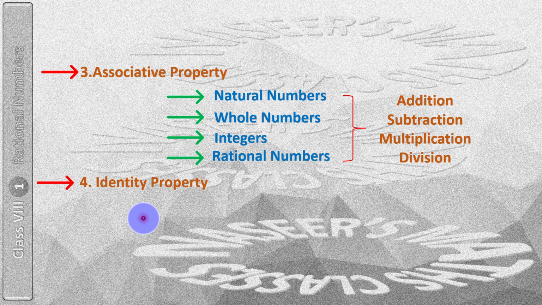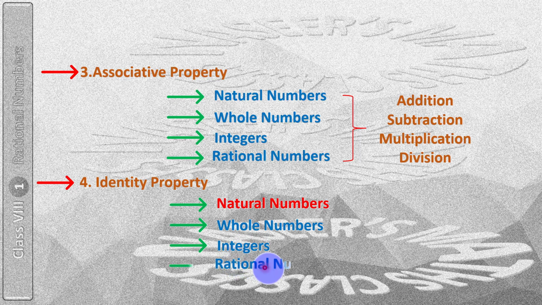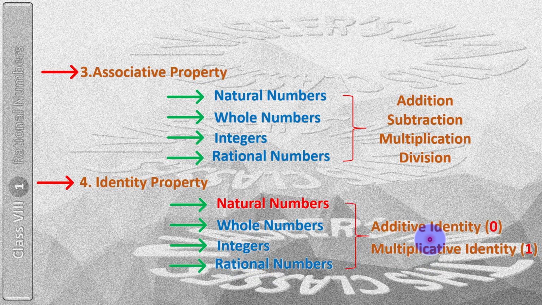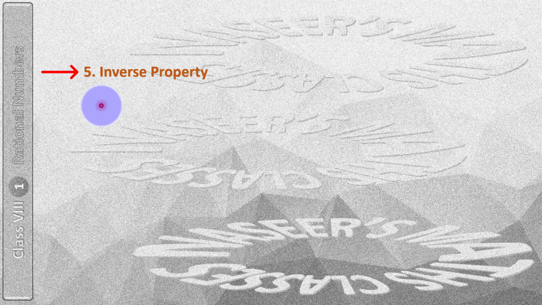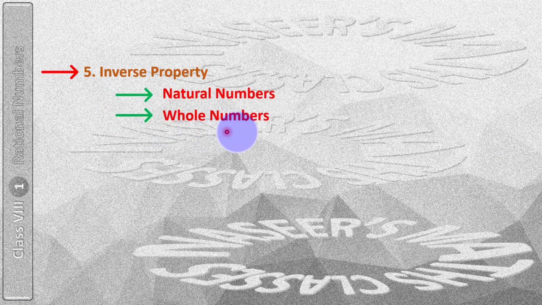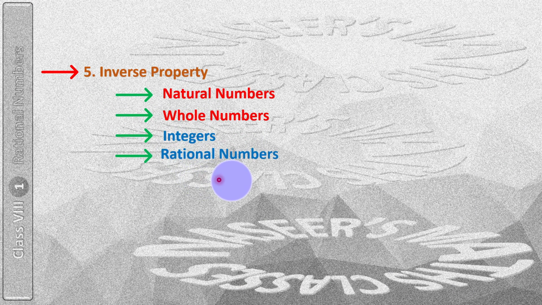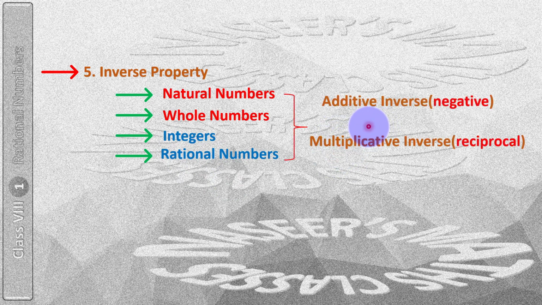Next, the fourth one is identity property of natural numbers, whole numbers, integers and rational numbers. We have two properties: additive identity property and multiplicative identity property. Next is inverse property of natural numbers, whole numbers, integers and rational numbers. We have two inverse properties: additive inverse and multiplicative inverse. Additive inverse is nothing but the negative of a number, and multiplicative inverse means the reciprocal of a number.